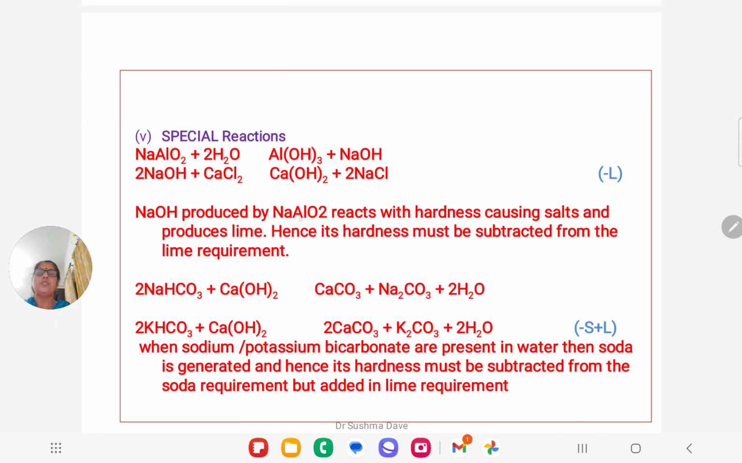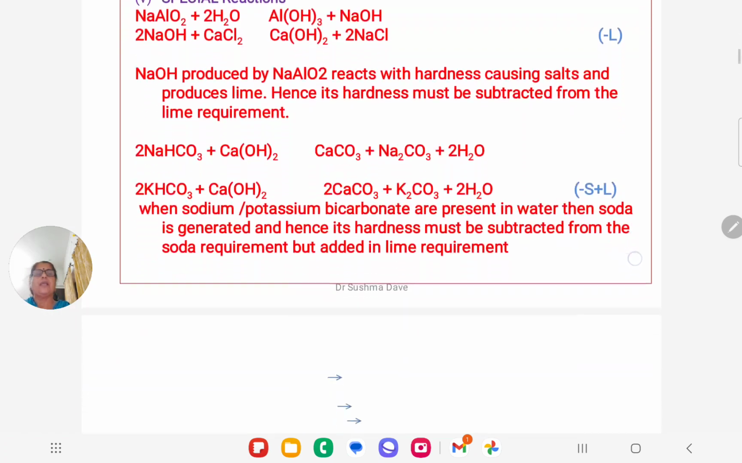So NaOH produces NaAlO2, and NaAlO2 reacts with hardness, and similar is the case with sodium bicarbonate or potassium bicarbonate. So in one case lime is subtracted, and in another case, soda is subtracted, but it requires lime. So we have the requirement as L minus S and minus L.